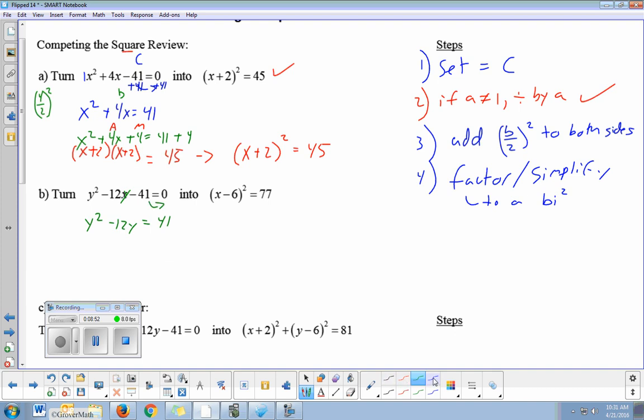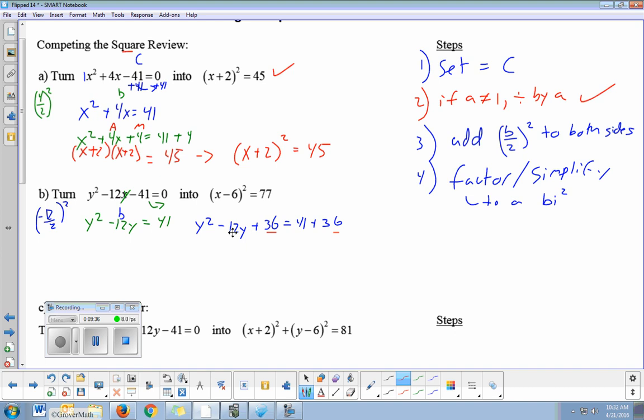Then comes your b divided by 2 squared phase. So this time the b term is negative 12. Divided by 2 is negative 6. What am I doing? Negative 12 divided by 2 is negative 6, but it squares to be 36. And it's always going to be positive because after you divide by 2, you square. So even if this is negative, when you divide by 2, then square, it becomes positive, because a negative times a negative is positive. So we add 36 on both sides.